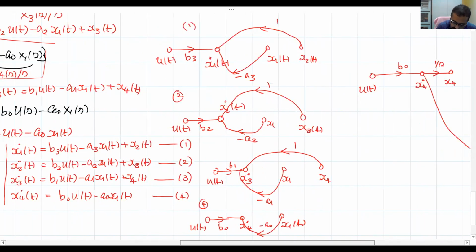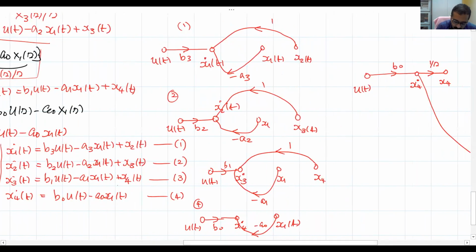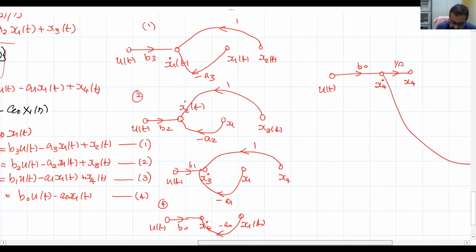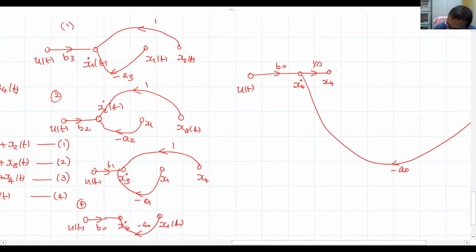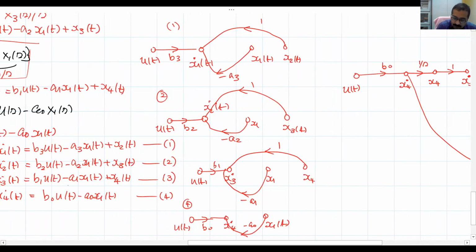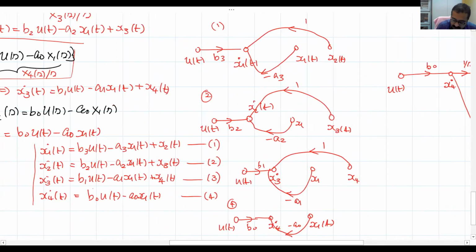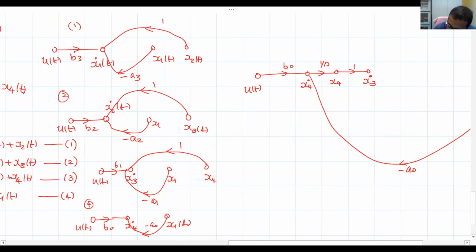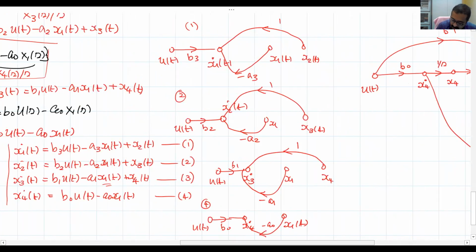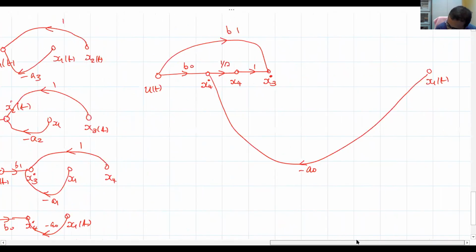Now what's the third equation? x3 dot. What is x3 dot? There should be a signal from x4 at a gain of 1, so this is x4. This must be x3 dot, which is x4 plus more terms. There should be a branch from the input at a gain of b1. Then another signal from x1 at a gain of minus a1. So this must be minus a1.